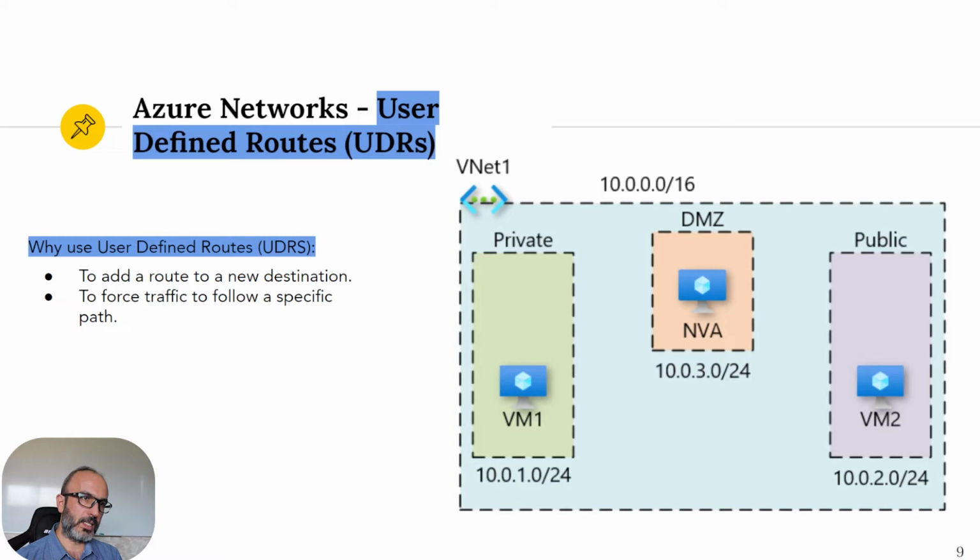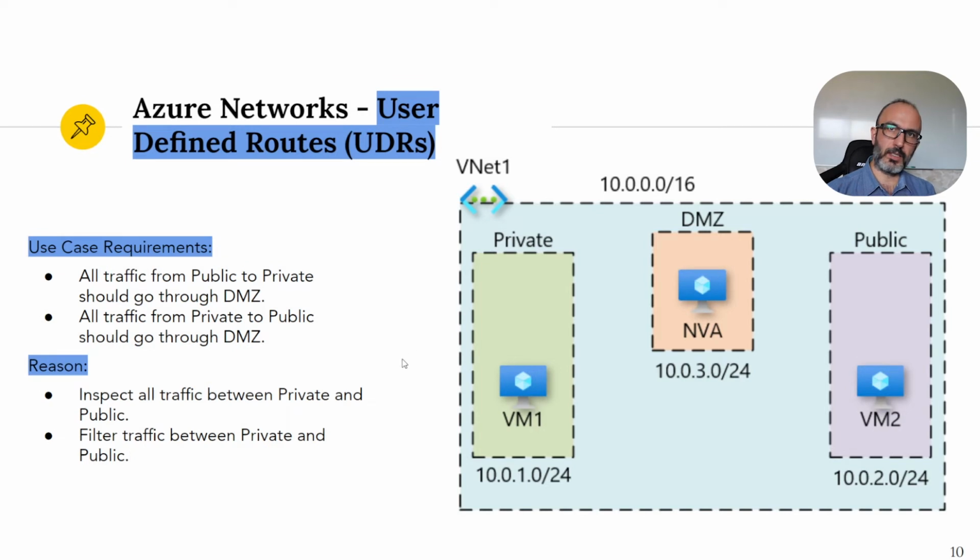The other reason is that if I wanted to force traffic to follow a specific path. So as we've seen in the previous slide, Azure would always prefer our user-defined routes or UDRs over any other source of routing information. So this way we could have the flexibility of changing the traffic path to suit our requirements.